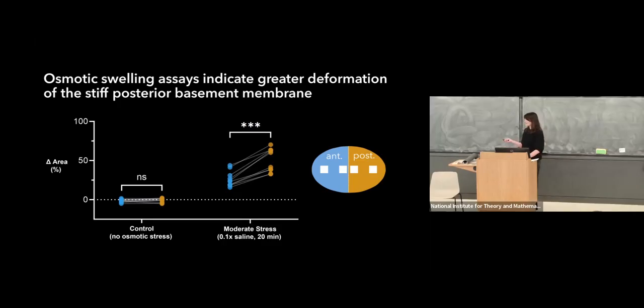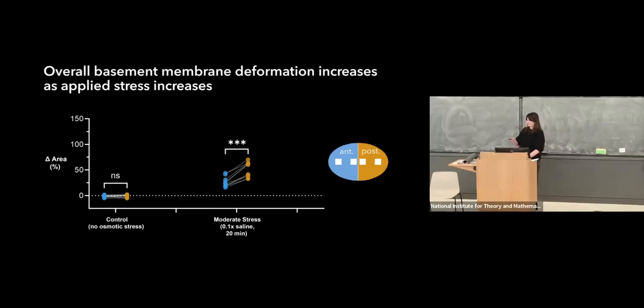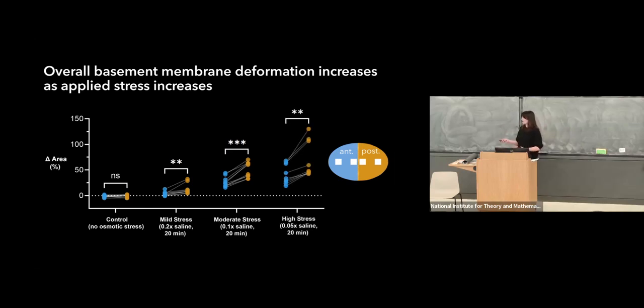I wanted to interrogate this a little bit further and see if maybe this is just an issue with my assay. So I tested a couple different osmotic stress conditions, so both a milder condition and also a more high stress one. And as you might expect, the overall amount of the tissue deformation expands with how much stress you're putting on it. That's kind of intuitive. But this trend of the stiff posterior expanding more was really consistent.